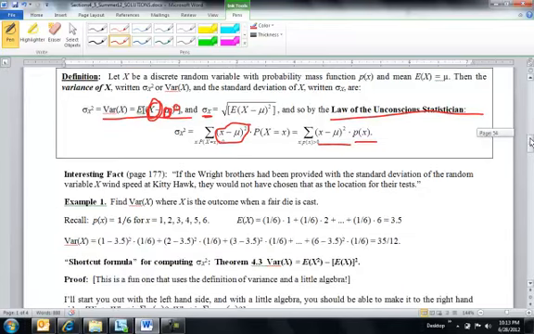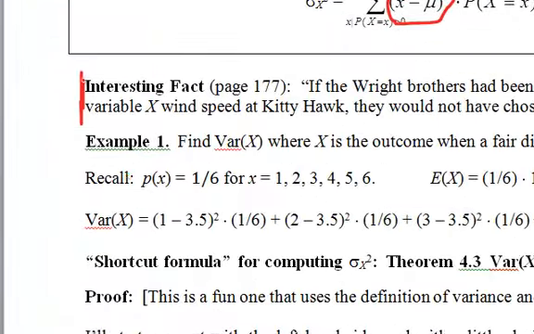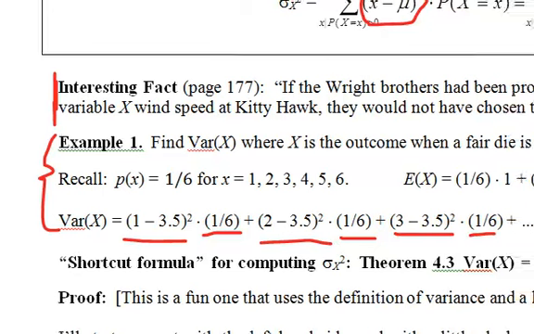And here's an example, just an interesting fact. Here's an example with rolling a die. So you can see the definition, p of x times x minus mu squared: p of 2, 2 minus mu squared, p of 3, 3 minus mu squared.